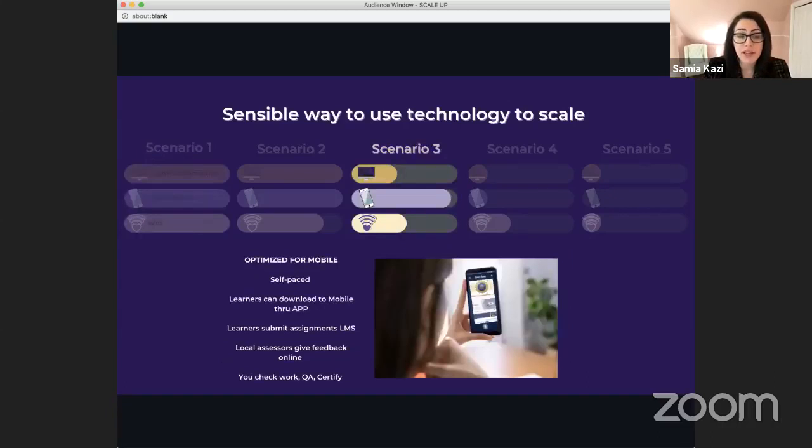But in scenario 3, because they don't have access to personal computers, but they do have access to smartphones, this is your chance to optimize your e-learning programs for mobile. Here we recommend that you create self-paced learning, with recorded sessions that learners can download to their mobile through the Global Childhood Academy app, and then they can continue to submit their assignments through the LMS. The local assessors and instructors provide that feedback to them, and then you still check the work, you quality assure, and you certify.